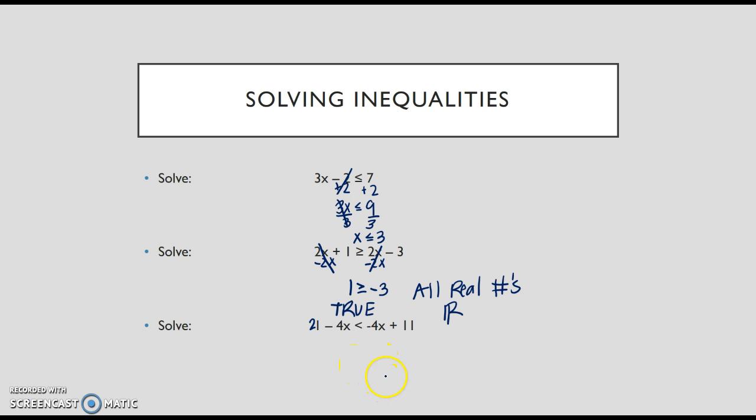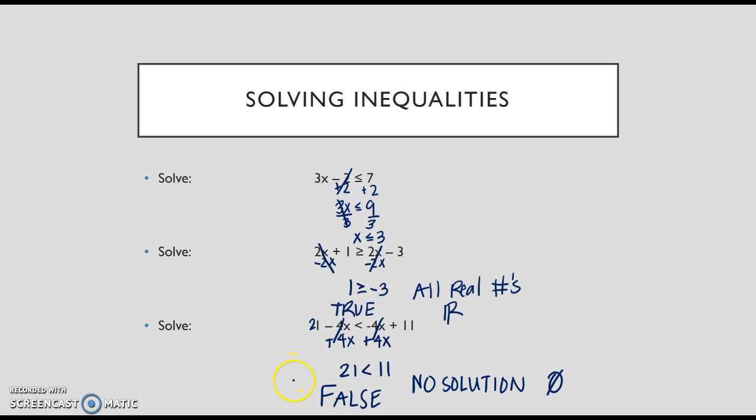Alright, so again, I have variables on both sides, so I want to move them over. So if I take this negative 4x and add 4x to both sides, again, they're going to cancel. So if I bring down my positive 21 and my positive 11, now I have to look and see if it's true or false. So is 21 less than 11? No, it's bigger. Okay, so this one is a false statement, which means that it's no solution. And we have a symbol for that too, which is a 0 with a line through it. Okay, so either one of those will work.